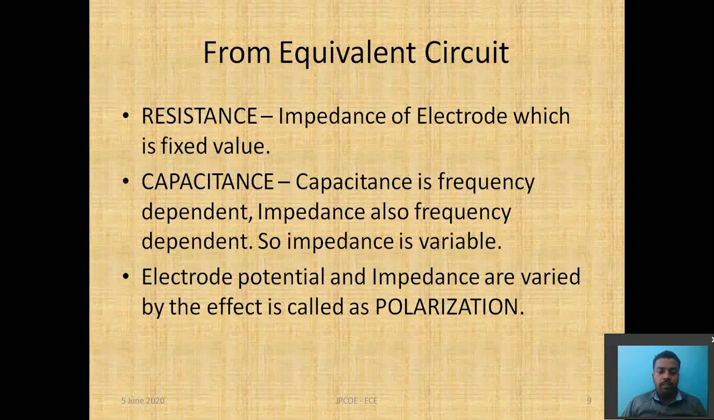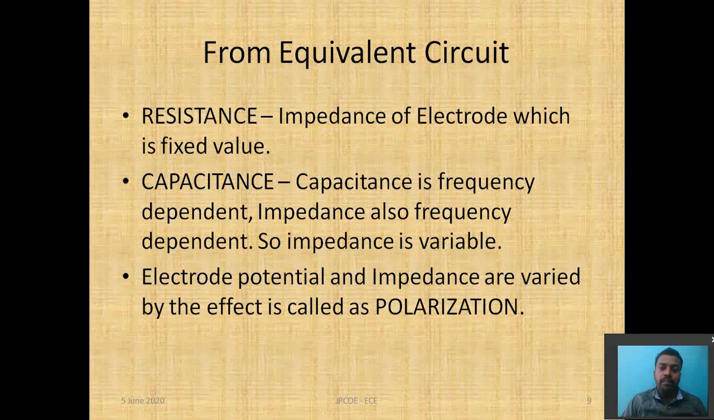The effect by which the electrode potential and the impedance are varied is called polarization. We already studied this in a previous session. So the electrode potential and impedance are varied by the effect called polarization.